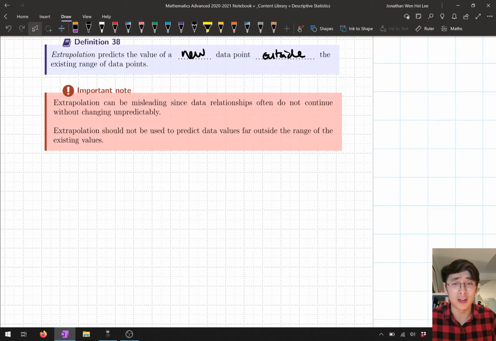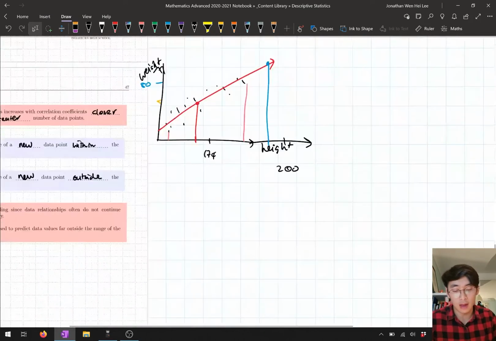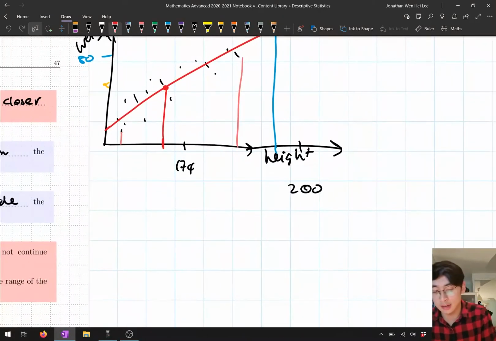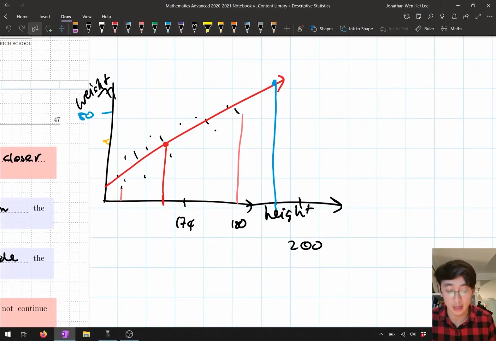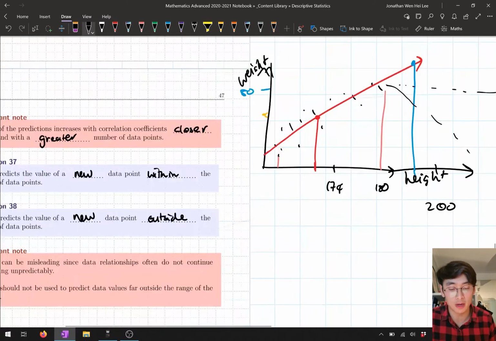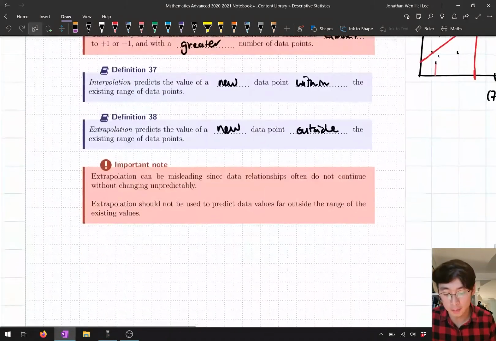The world is a really random and chaotic place, and so if you make those predictions outside of your data range, you can't be very sure. Things could suddenly change. So, for example, let's say the highest value was 180 centimeters, and after 180, suddenly everyone's weights all just tapered off or started decreasing. We don't know. And so extrapolation becomes sometimes a little bit misleading.